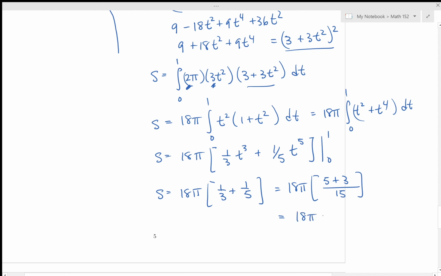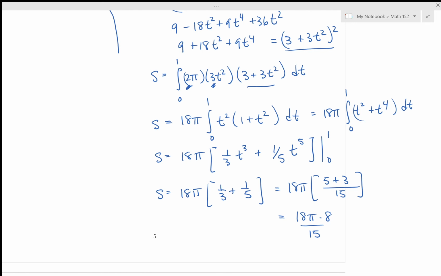18 pi times 8 over 15. Not totally happy with that answer. I got 1/5 plus 1/3 times 2. Let's see here, 1/5. I get 3, 15, 8. I factor out a 3. Hang on a sec. I am thinking.